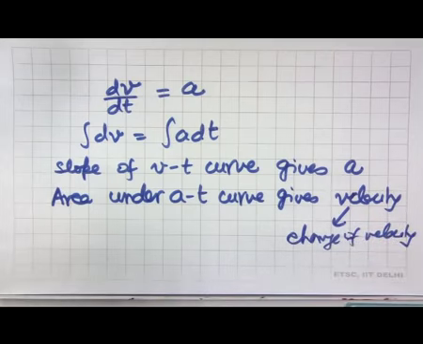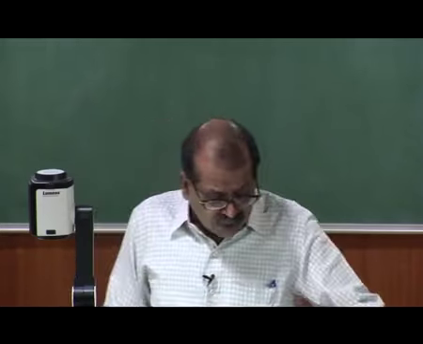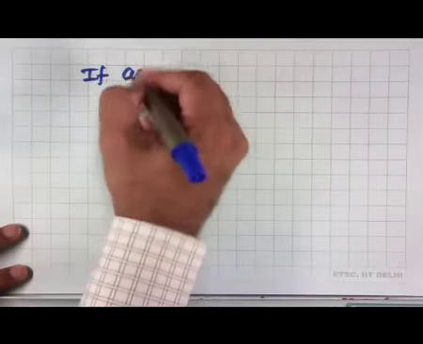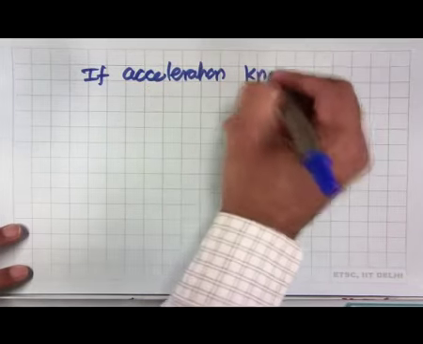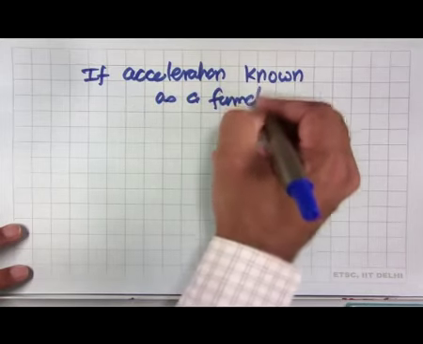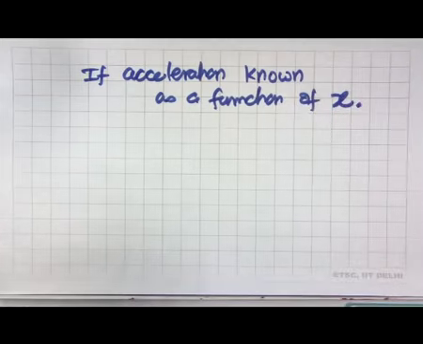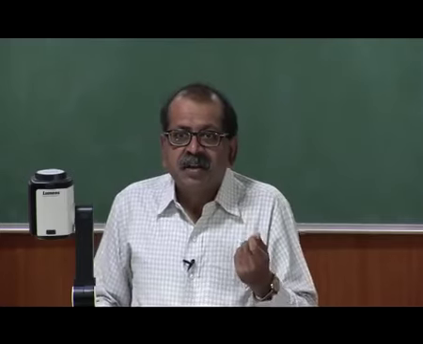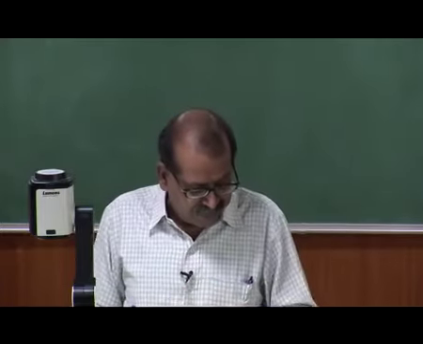Now, a slightly more complex situation arises if acceleration is known as a function of x. That means the acceleration, which we have seen is dv by dt, is given to us as a function of displacement, not as a function of time.